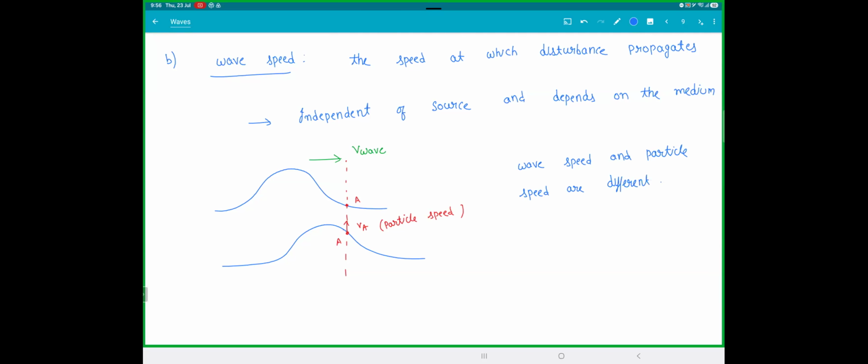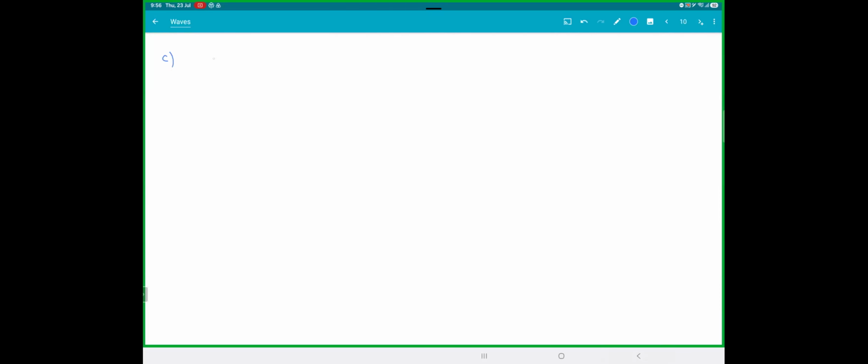This is the second property. The third one, the amplitude. Again, same definition from SHM, the maximum displacement from the mean position.